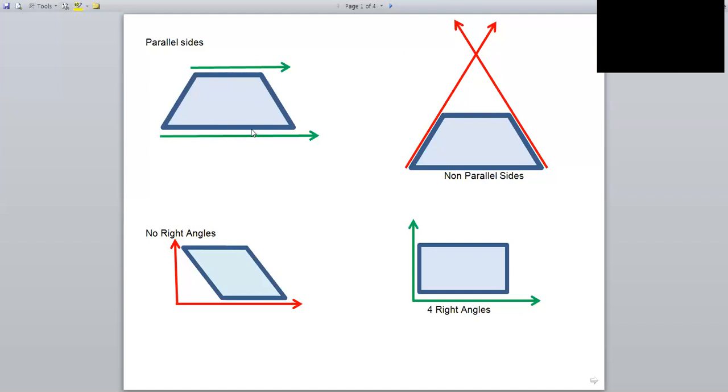Last, let's go over the concept of right angles. If we look at our polygon in this example, we'll notice that it does not have any right angles. Remember, right angles are 90-degree angles, and they make that perfect L shape. Do we see that perfect L shape on any of these angles? No. So this polygon has no right angles.